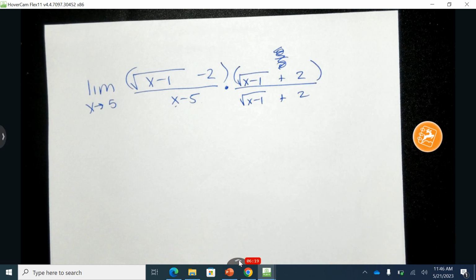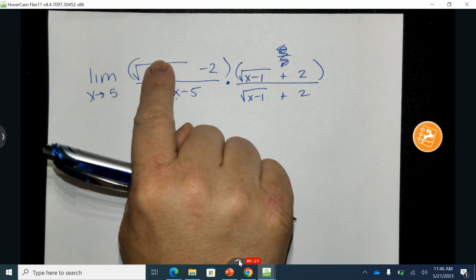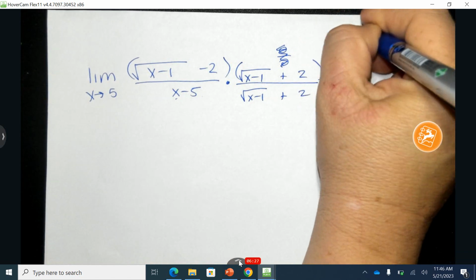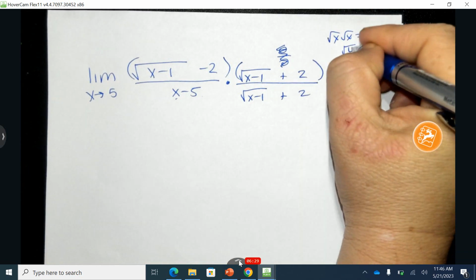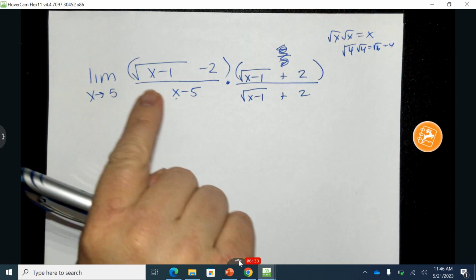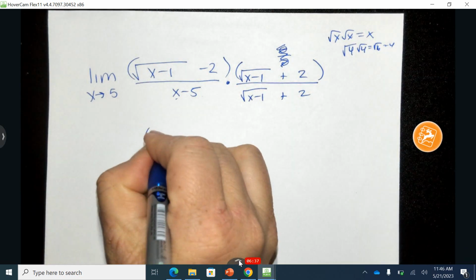All right, so let's start now by thinking about foiling the top. When I take the front times the front, remember the square root of x times the square root of x is just x. Just like the square root of 4 times the square root of 4 is the square root of 16, which is just 4 again. So the square root of x subtract 1 times the square root of x subtract 1 is simply x subtract 1.